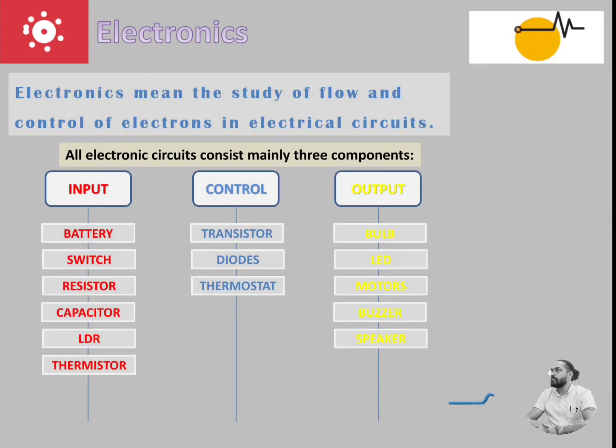So electronics means the study of flow and control of electrons in electrical circuits. For example, an air conditioner uses electricity to operate. It takes heat from the inside of a room to the outside. But to measure the temperature, electronics is used. All electronic circuits consist mainly of three components: input, control, and output.